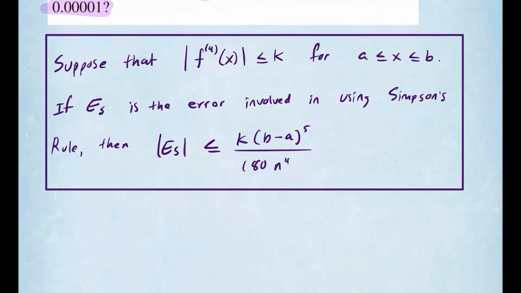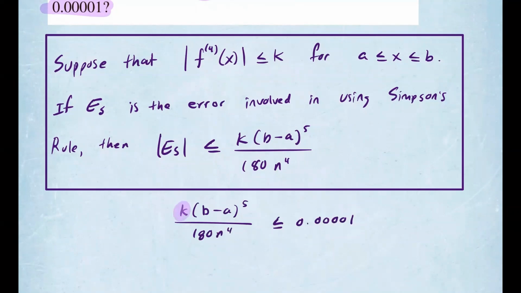We're trying to bound it so that the error is within 0.0001. So we want k times (b minus a) to the fifth power over 180 n to the 4 to be less than or equal to 0.0001. So that's what we want to find. Let's go ahead and figure out k.